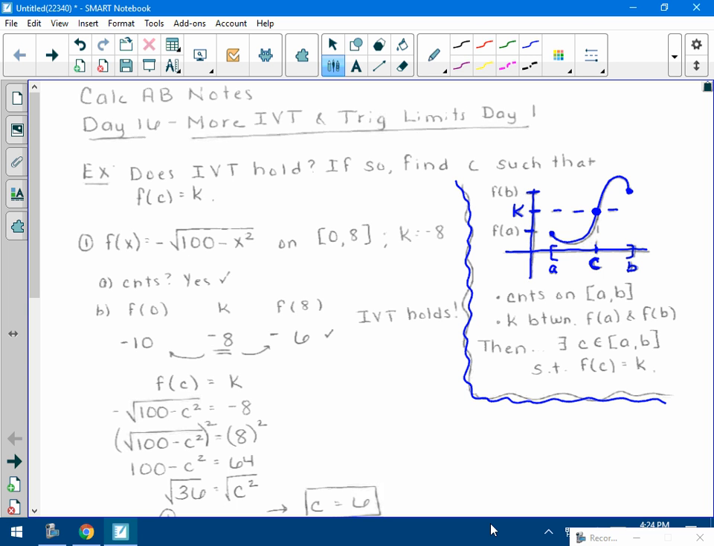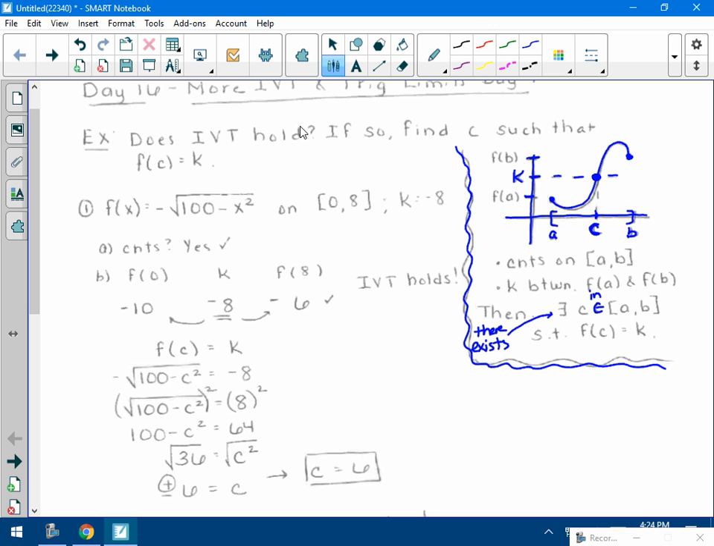If you think about it, it makes sense, I hope. Now this is fancy math notation. Backwards e means then there exists. So there exists a c, which is an element, so essentially that's in that interval ab, such that f of c equals k. Okay, so let's say this was my question.